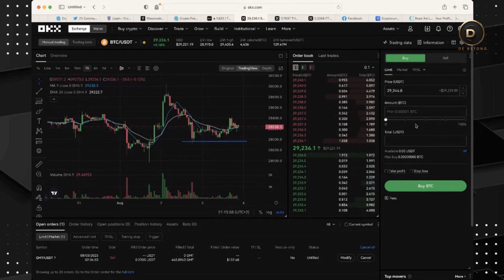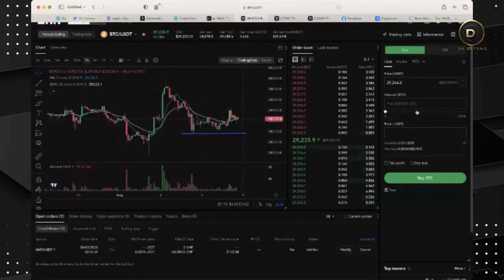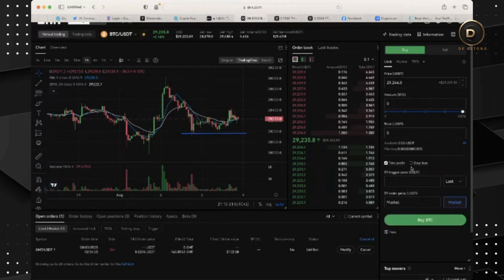Then you're gonna choose the amount. The amount means how many dollars you want to use to buy the BTC. Maybe you want to buy with the maximum of what you have, and so on. Then you could go down here, and you see take profit and stop loss.